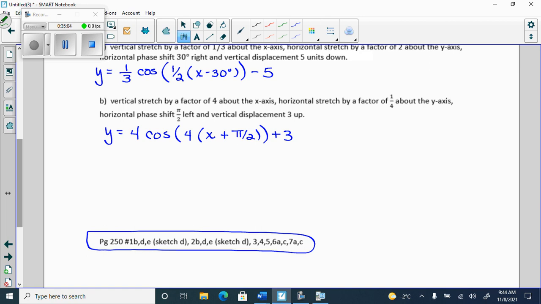So here it says, number 1, B, D, E, just sketch D. 2, B, D, E, just sketch D. So I just want you to be able to sketch a couple. I don't want you to sketch the whole book. So anywhere else it says sketch, don't do it. And just so you know, 3 to 5, I think, are all matching. So you just have to match the graph with the equation. So a lot of them, it looks like it's more than it actually is.